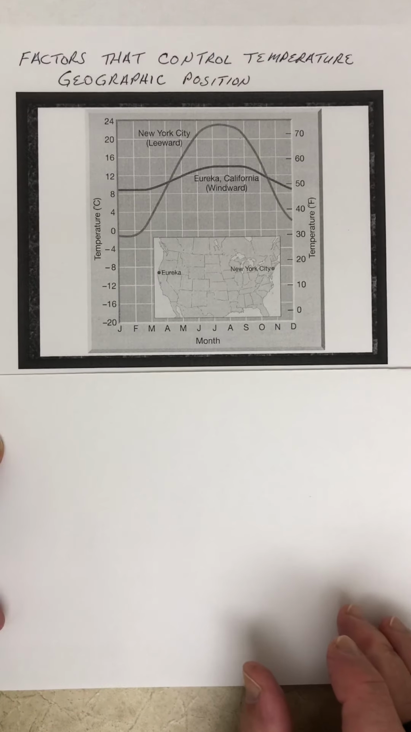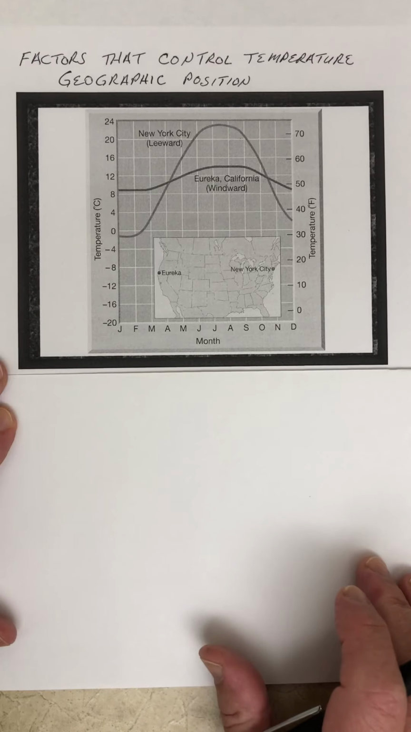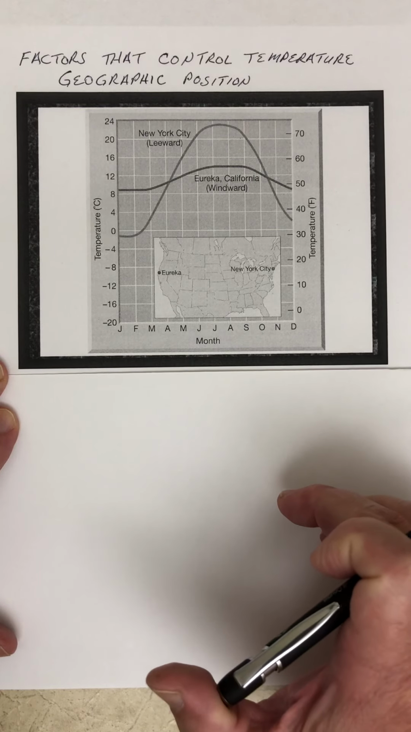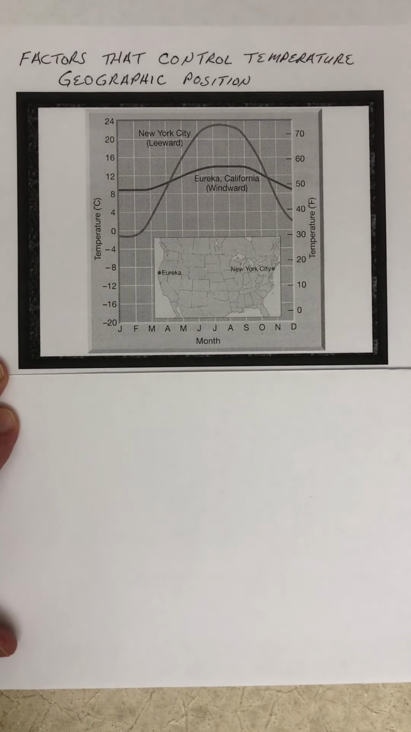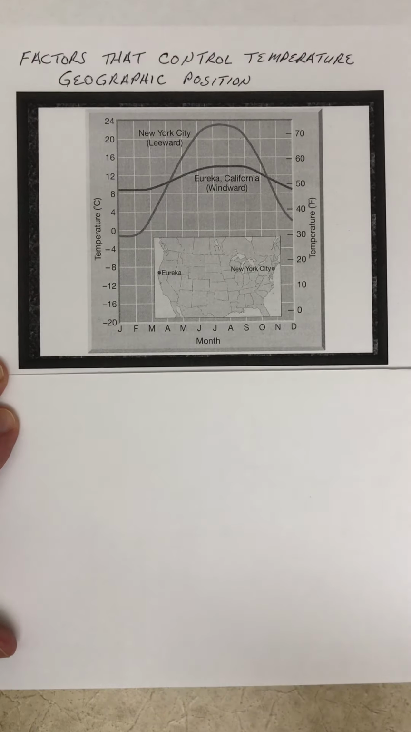Hi class, now it's time for the fifth factor that controls temperature, and that is geographic position. What we mean by geographic position typically is the location's position in terms of how close it is to water, is it in the middle of a continent, that sort of thing.